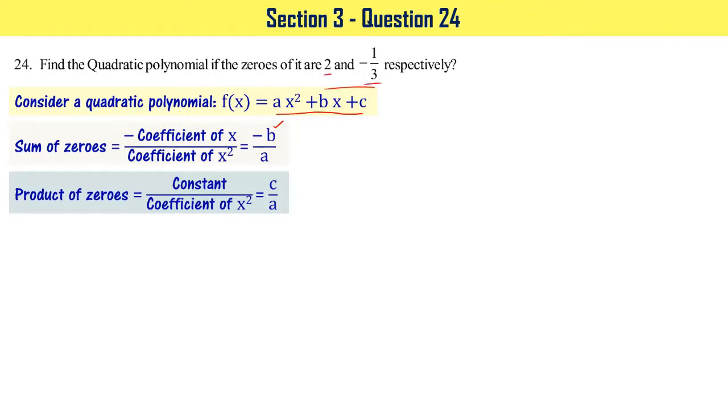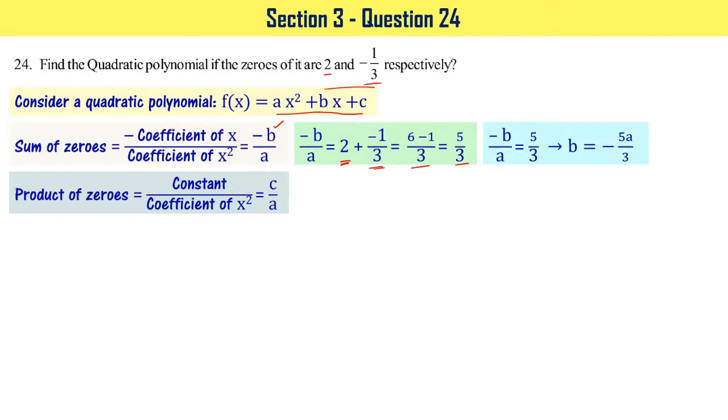Now we know the values of zeros, 2 and minus 1 by 3, right? Now let's find the sum of those two zeros, that is equal to minus b by a, right? Let's write minus b by a equal to 2 plus minus 1 by 3. These two are the zeros, right? When you sum them, you get 6 minus 1 divided by 3, that is equal to 5 by 3. I can write it as minus b by a equal to 5 by 3. When you rearrange it, I can write it as b equal to minus 5a divided by 3, right? Or minus 5 by 3 times a.